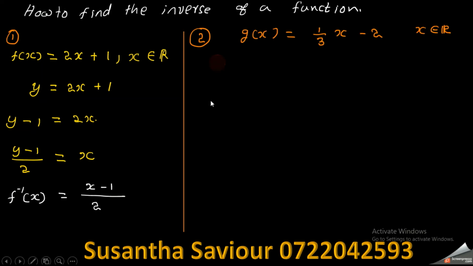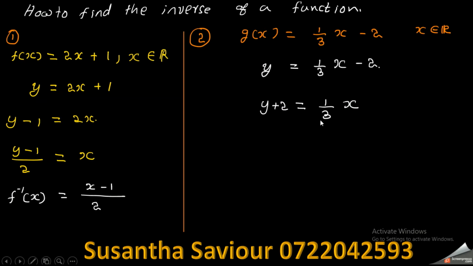Second example. We have g(x) is equal to 1/3 x minus 2, x belongs to R. So step number 1, we write this g(x) as y. y is equal to 1/3 x minus 2. Then we take this 2 to this side, right? y plus 2 is equal to 1/3 x, and then we isolate x on this side and make x the subject, in other words we write x in terms of y.